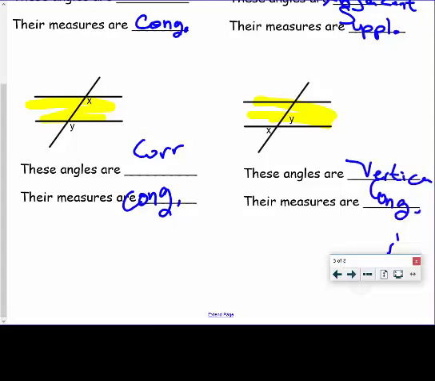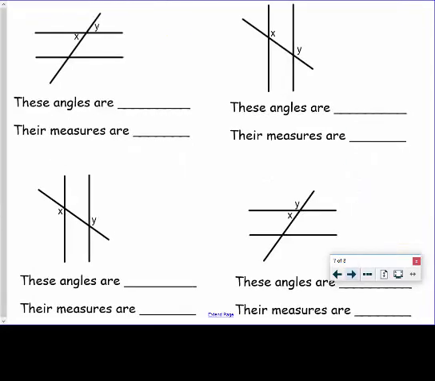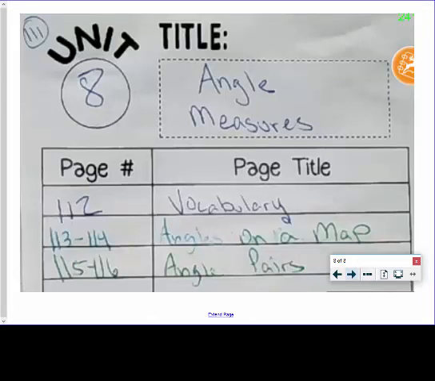All right. Update your table of contents. Now you don't have to do that one paper.